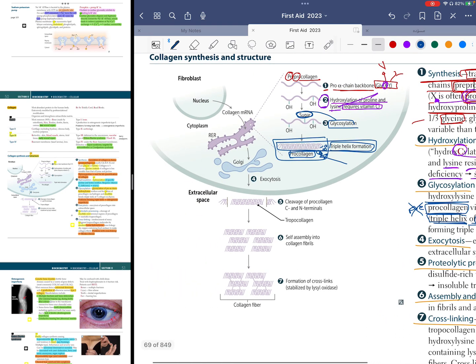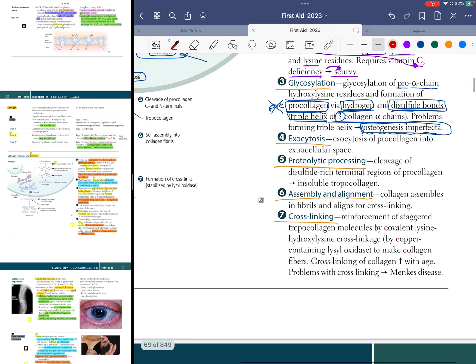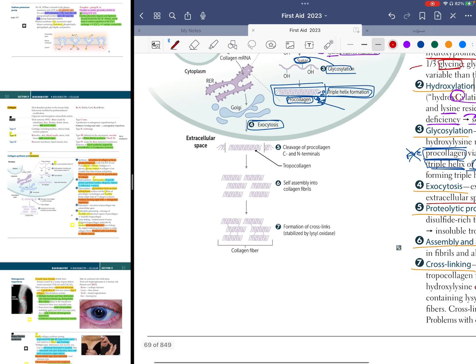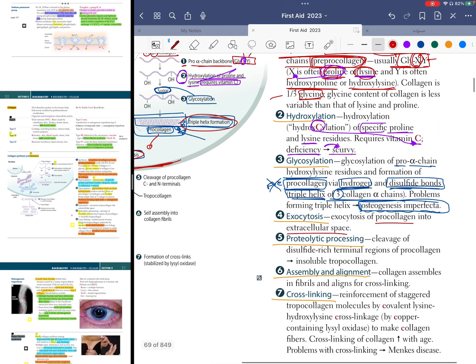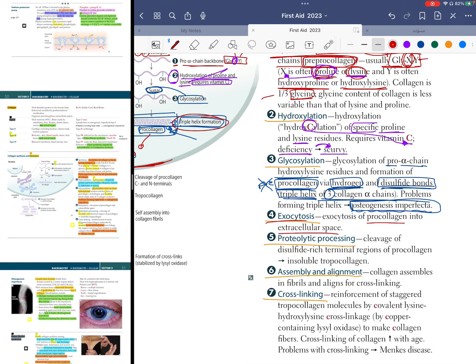Number 4, it's over here, that's exocytosis. Exocytosis of procollagen into the extracellular space, and it makes sense because it occurs over here. Basically, exocytosis is just letting the procollagen outside of the cell. So this is the cell membrane over here, and exocytosis over here, and we are moving out the procollagen. That's the triple helix. So yeah, that's exocytosis.